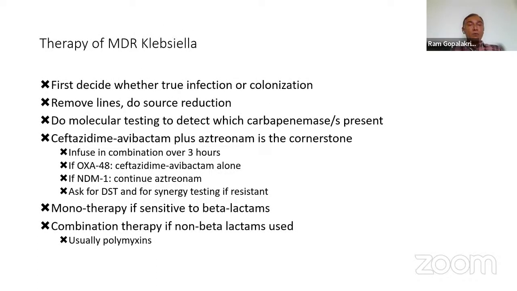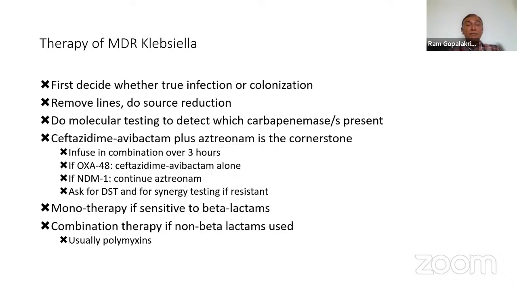So this is the current approach to multi-drug resistant Klebsiella. Always decide whether it's true infection or colonization. Do molecular tests as soon as your blood culture flags. The cornerstone of therapy is ceftazidime-avibactam plus aztreonam, and you've got to infuse these 2 in combination over 3 hours. If it's OXA48, then the ceftazidime-avibactam alone does the job. If it's NDM1, you have to continue the aztreonam to inhibit that. And obviously, you'll have to ask for conventional DST and for the synergy testing if it is resistant. This will take a day or 2 to come back.